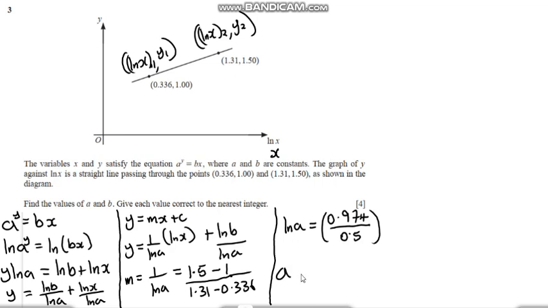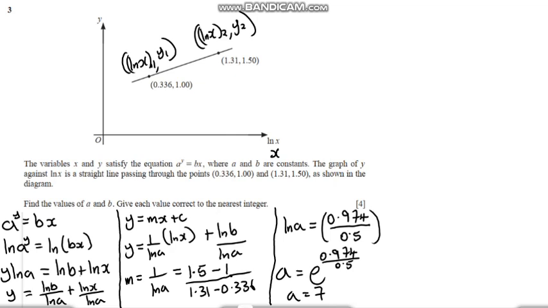So our a is going to be the exponential of 0.974 divided by 0.5. So our a will simply be approximately equal to 7. So we found a, which is the first part of this question. Now let's look at what is going to be the value of b.